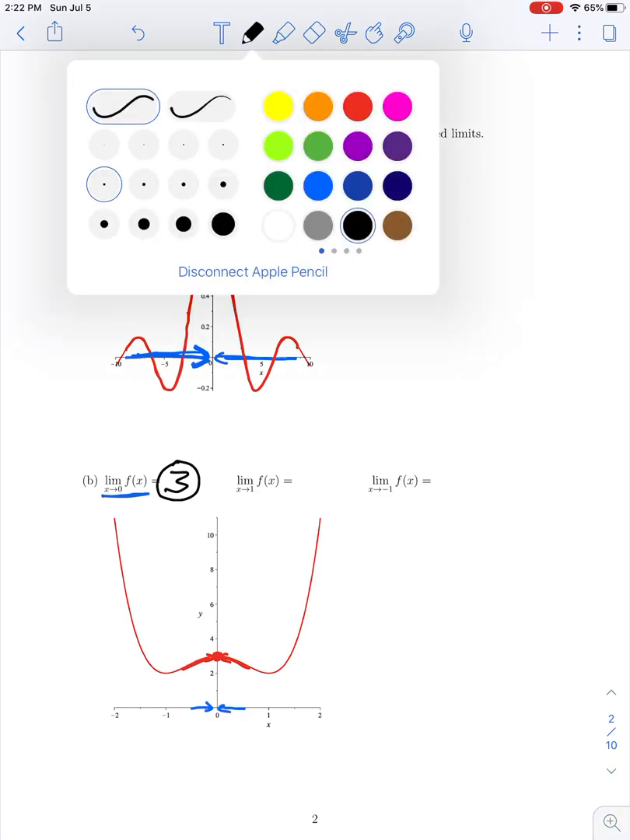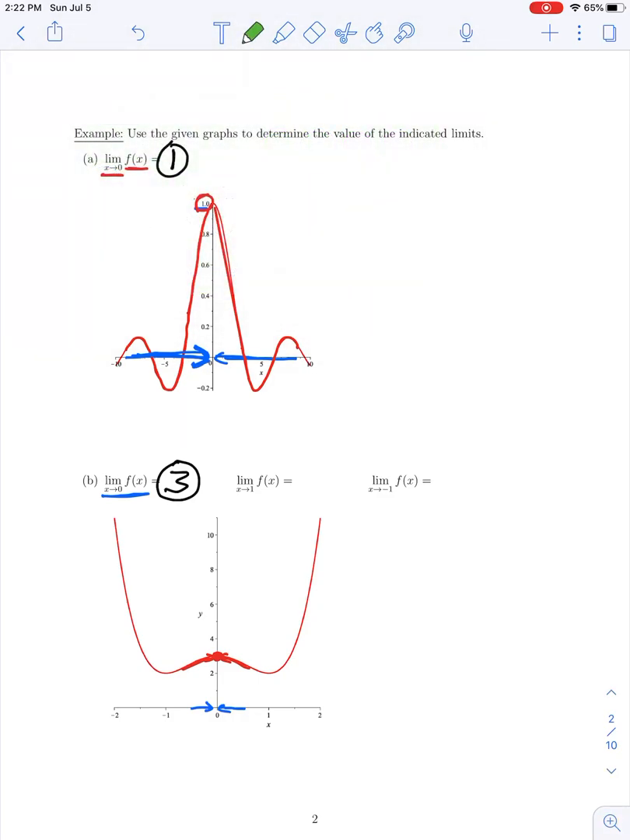Now let's look at another one. Let's say what happens to the function as x approaches 1. So looking on our horizontal axis, as the values of x are closing in on 1, we see that the values of our function seem to be closing in on a y value of 2. So the limit of our function f of x as x approaches 1 is equal to 2.